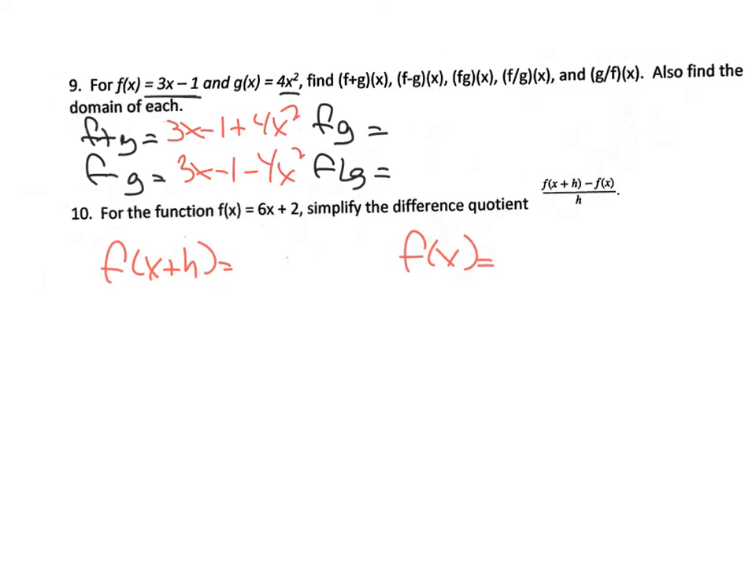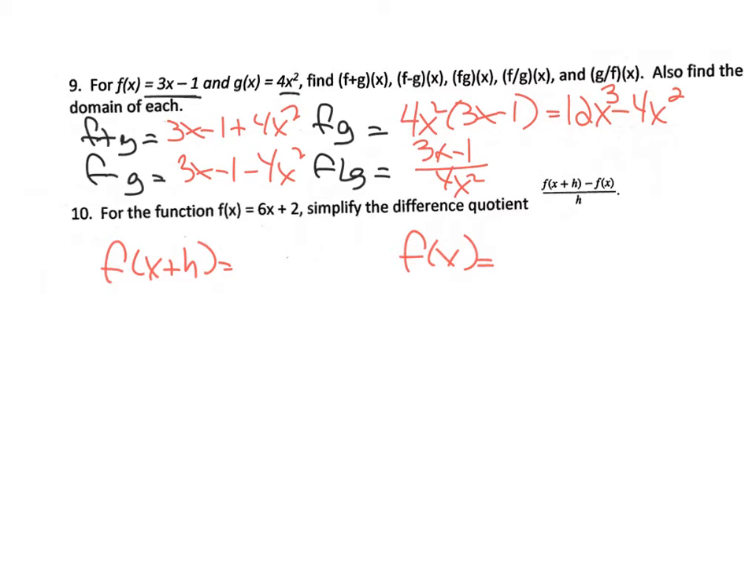Now, we'll say one thing about this. When you're doing these, if you can simplify some, you need to go ahead and simplify, but there's nothing I can add together. f times g is going to be 4x squared times 3x minus 1, which will give me 12x cubed minus 4x squared. So that's what I'm talking about. Sometimes you have to do a little bit of work. And f divided by g would be 3x minus 1 over 4x squared.